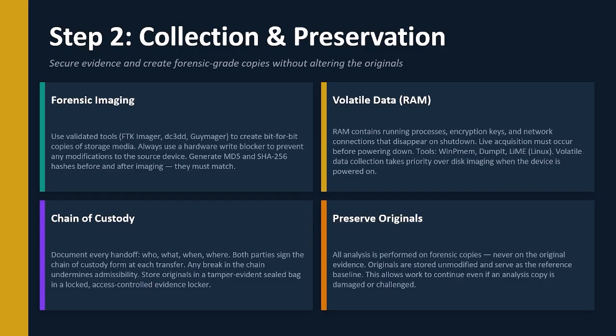Step 2 is collection and preservation. Once you've identified everything that you want to investigate, you have to go through the process of collecting and preserving the relevant digital artifacts. You'll use a number of tools for this. For forensic imaging, for example, you'll use things like FTK Imager or DC3DD.